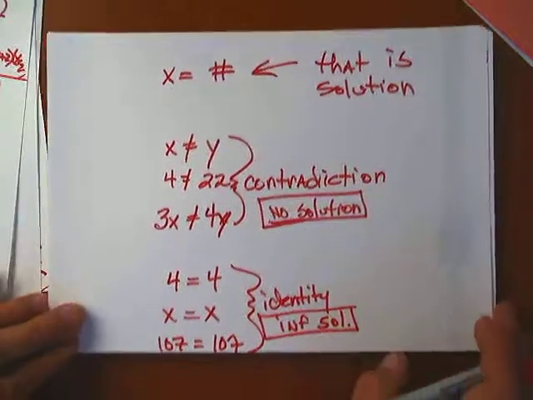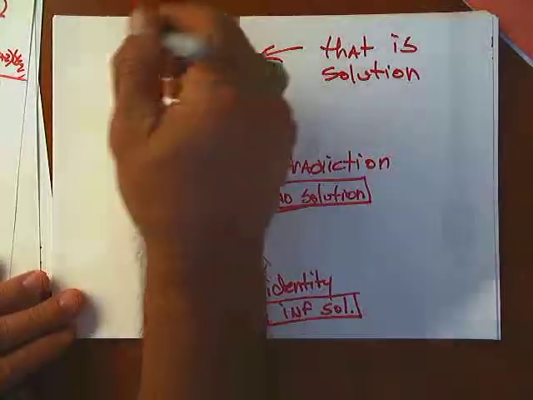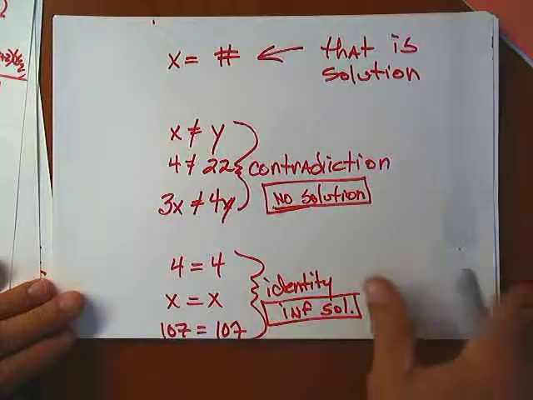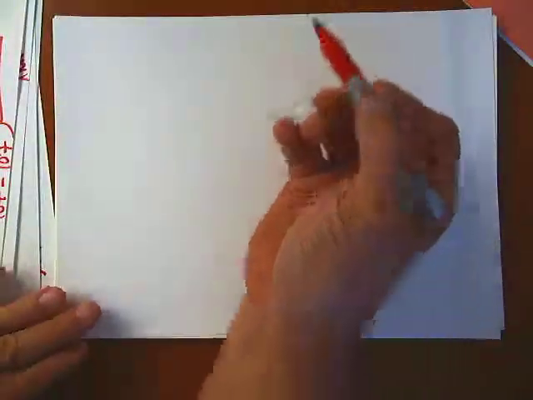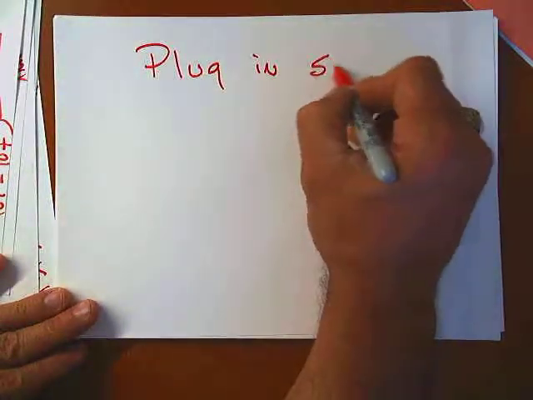Okay? And then you have the alternative to the contradiction, which is called the identity, and that is 4 is equal to 4, x is equal to x, 107 is equal to 107. And if you get these, that's called the identity, and basically infinite solutions.